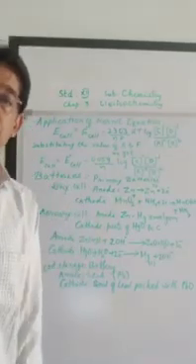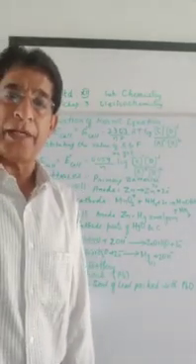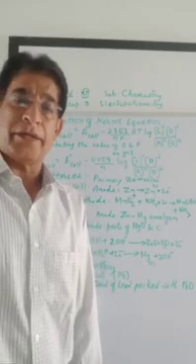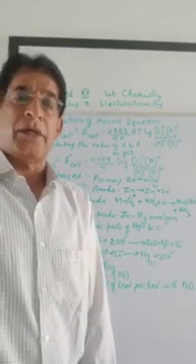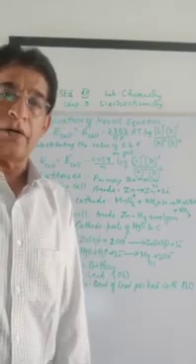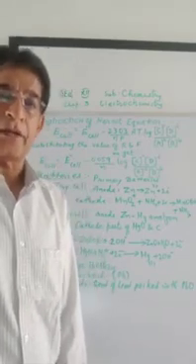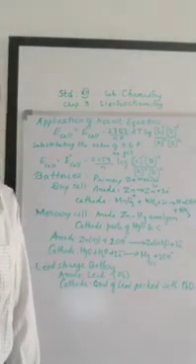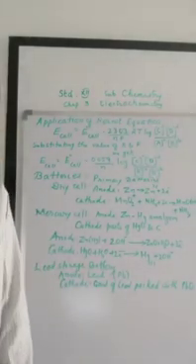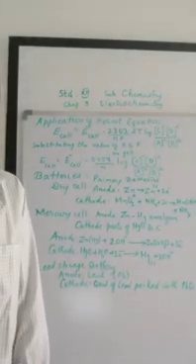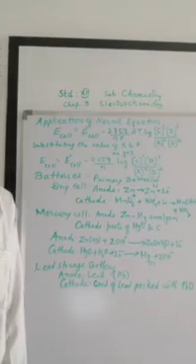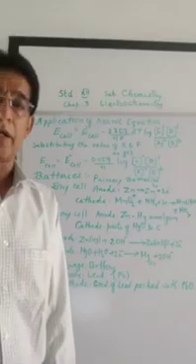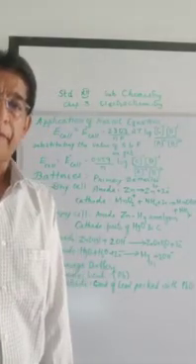Good morning, students. In the previous lecture, we discussed up to the Nernst equation, and now today's topic is batteries. When galvanic cells are connected in series to obtain a higher voltage, the arrangement is called a battery.